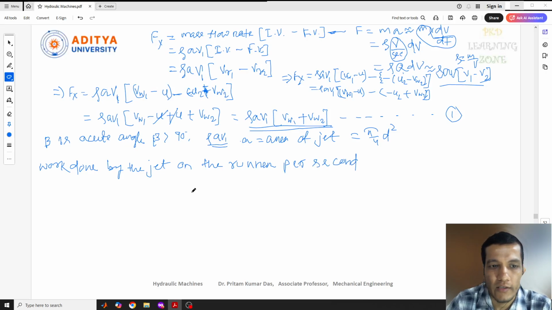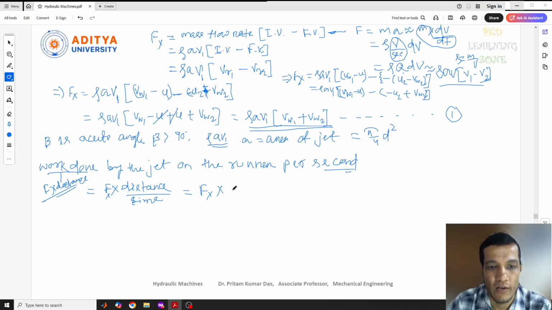So we know how to calculate the work done. Work done means force into distance covered. Work done by the jet on the runner per second means force in the x direction into distance per second. Distance per time is velocity, so we can write Fx into velocity, the velocity of the runner or velocity of the plate.